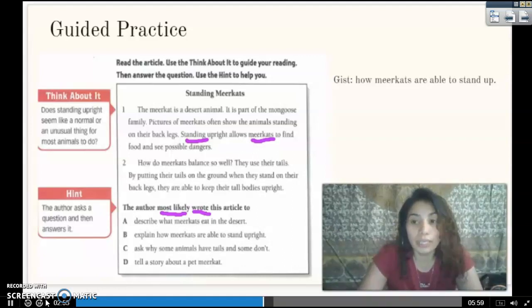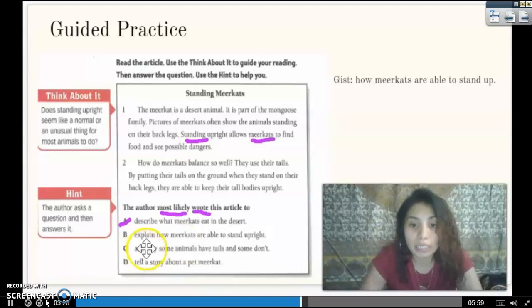Let's read the answer choices. Can it be A? Describe what meerkats eat in the desert. Is that why the author wrote this text? I don't think A can be the answer because the text doesn't mention what meerkats eat in the desert. So I don't think A could be my answer. Let's go on to letter B.